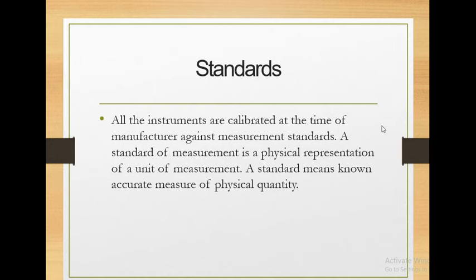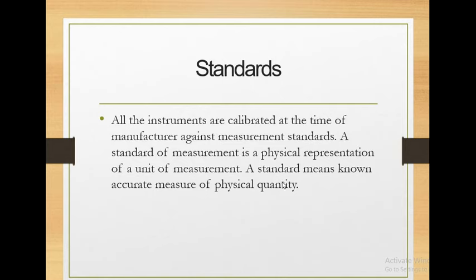The standards for these units must be defined. A standard of a measurement is a physical representation of a unit of measurement. Suppose you are taking a kg as a unit, then that standard is nothing but the standard 1 kg physical representation. A standard means a known accurate measure of a physical quantity. So that standard is the known accurate measure of that physical quantity.